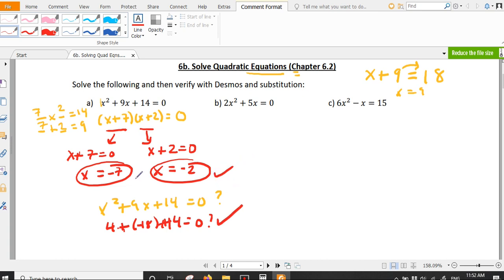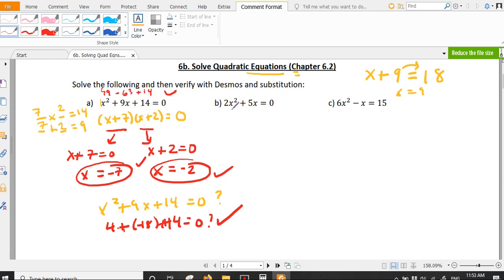There we go. And again, I could do the same thing. If I plug in negative 7 up here, negative 7 squared is 49. Negative 7 times 9, negative 63, plus 14. Type that in your calculator, and you should indeed get 0, which means this is correct as well. Okay? Simple as that.